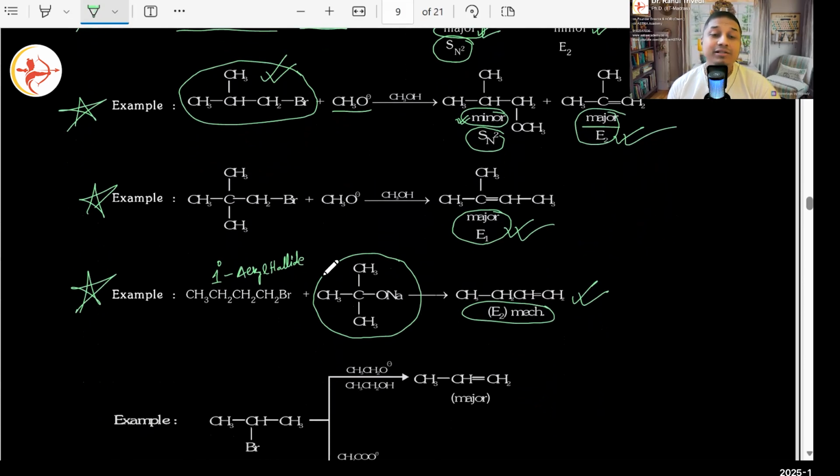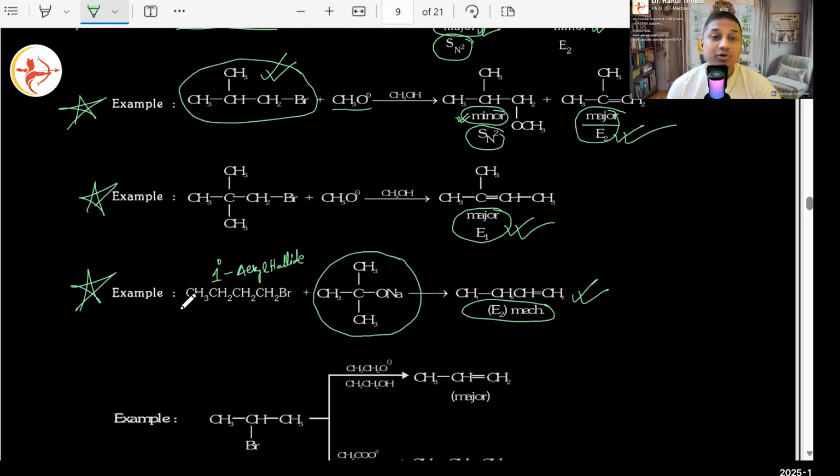But if you take the base as bulkier, still going ahead with the 1 degree alkyl halide, the comparison will be between SN2 and E2. Yes, E2 will happen.